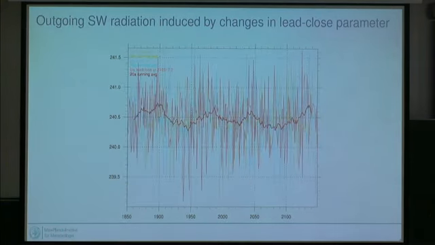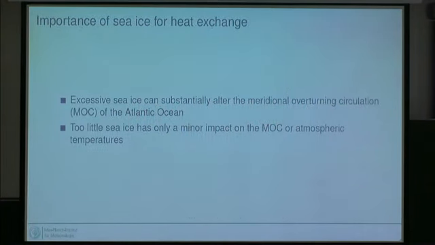We don't see much in the outgoing shortwave radiation, even though we do have much less or much more sea ice in the Arctic. And so from that point of view, if we have less sea ice than we do have in reality, the global climate system in that setup doesn't really care too much about what happens in the Arctic, and I'll come back to that. And so excessive sea ice can substantially alter the meridional overturning circulation of the Atlantic Ocean, but too little sea ice is only of minor importance for the meridional overturning circulation. And whenever we get the MOC roughly right, we usually get a pretty good climate state anyway.